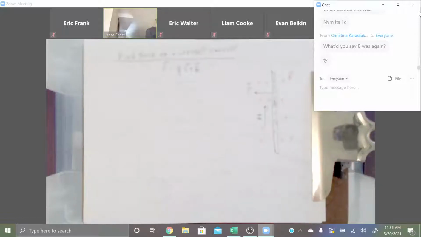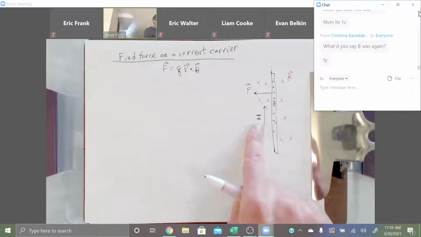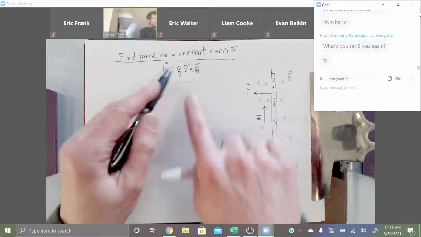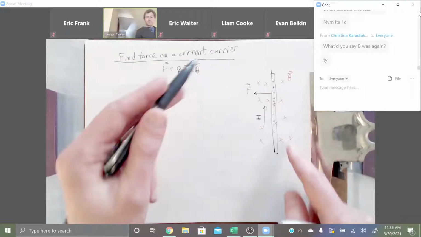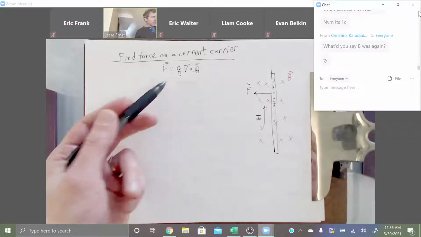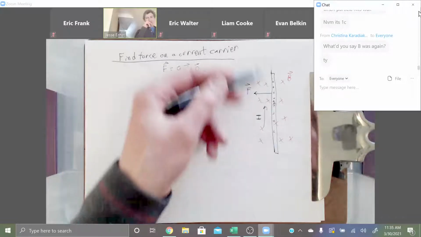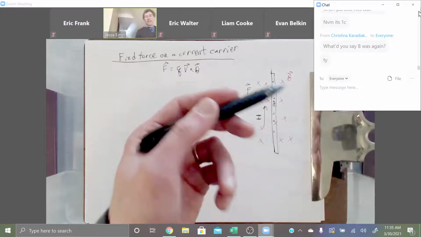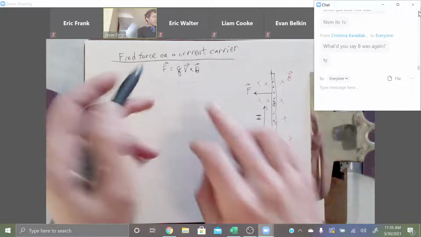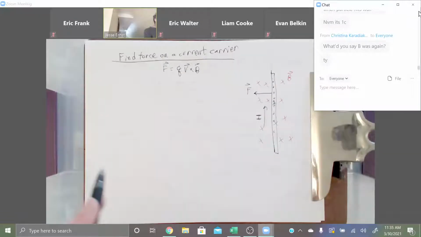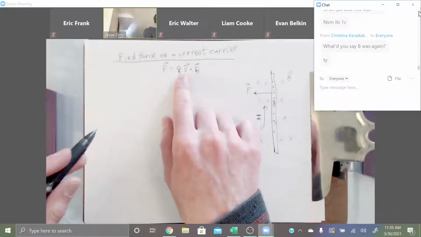Okay, so the question is, how much force is it? I mean, what do we use for Q or V or B here? Right? We don't know Q and V, and for a wire carrying some current, if you measure a wire has 3 amps in it, I don't know what those are. But we can find that from this.